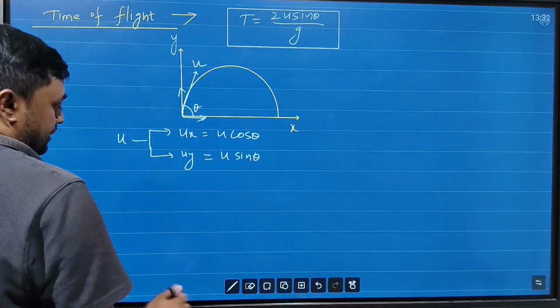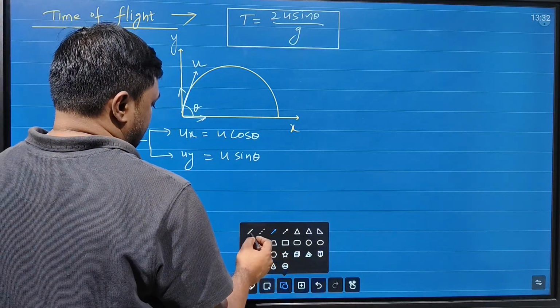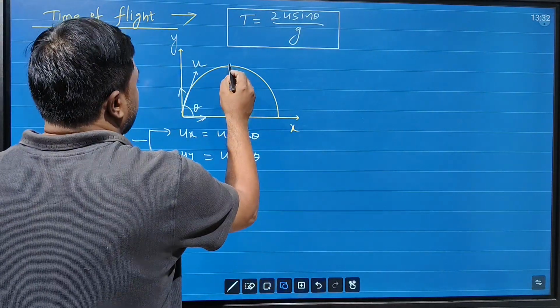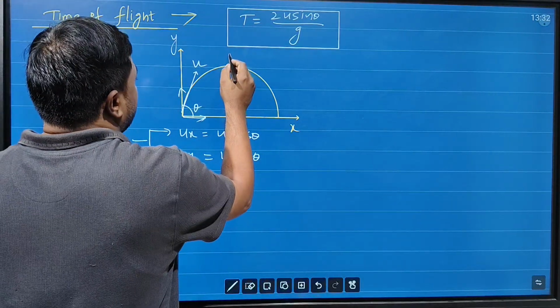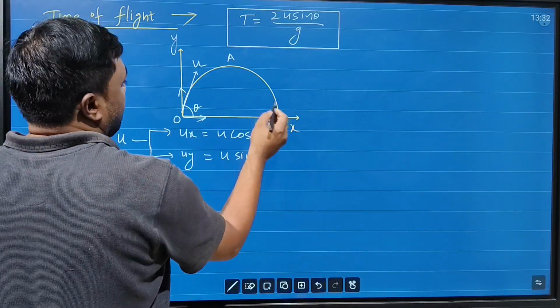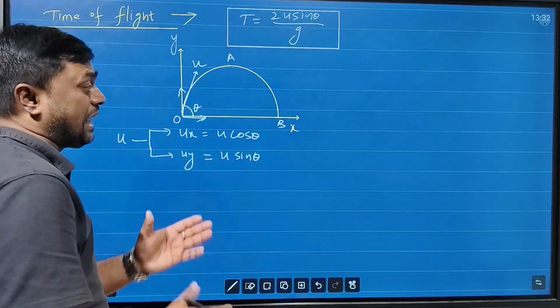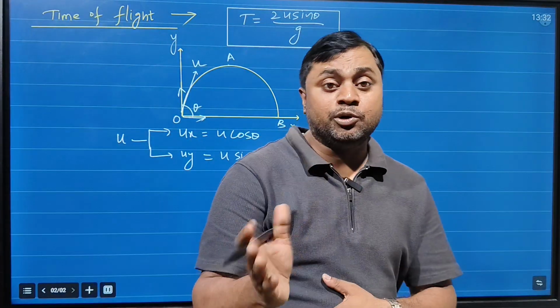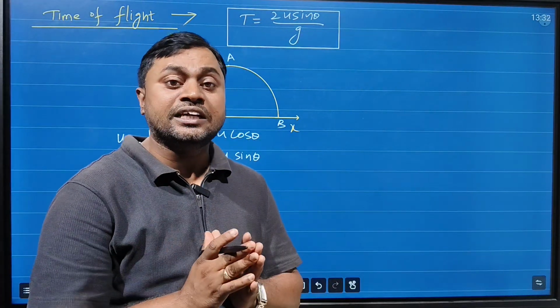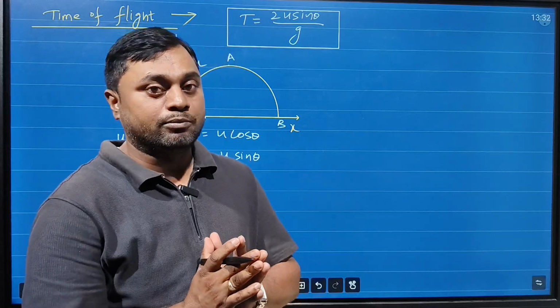Now, see at the maximum height. At this point, let's say point A is there. This is O, and consider this point B. What is time of flight? Try to understand, the time duration for which the particle is in air is called time of flight.